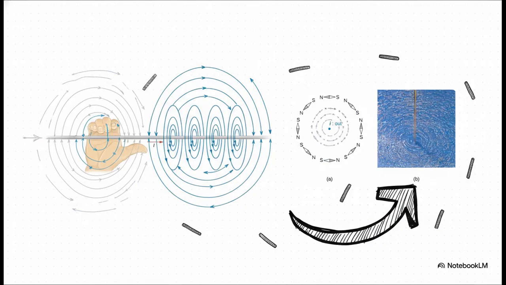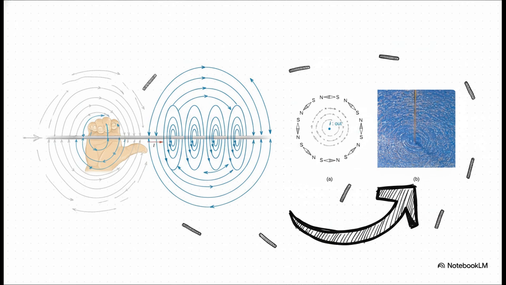Let's actually practice that final step right now together. Literally, hold up your right hand. If you point your thumb in the direction of the current running through a straight wire, your fingers will naturally wrap around that wire in the exact direction of the circular magnetic field lines. Try it. And this brilliantly illustrates the real-world physics happening here.